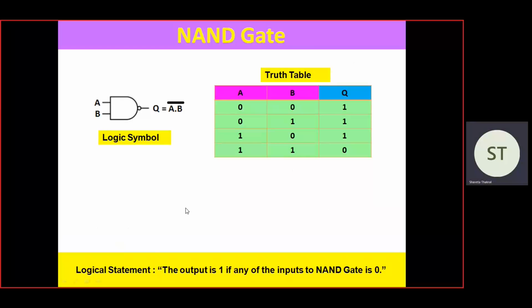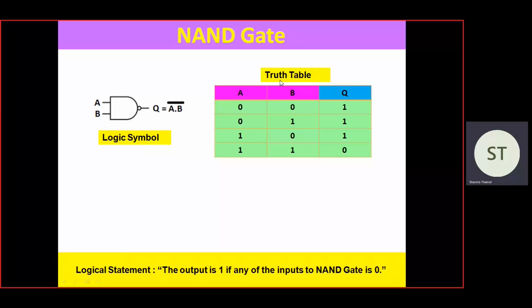So, a quick review of the NAND gate. This is the logical symbol of NAND gate. A and B are inputs and Q is the output. How is Q related to A and B? Q is equal to one input dot another input, to the whole complement. One input is A, the second input is B. So what we are doing is one input dot another input, to the whole complement.